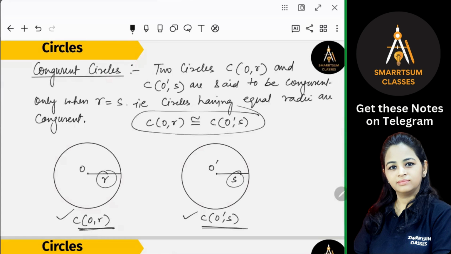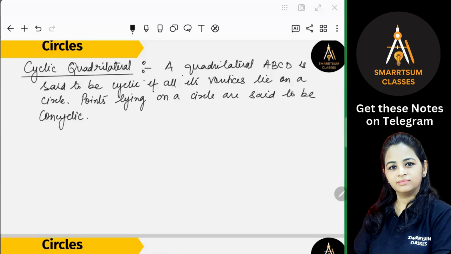So two circles are congruent if they have equal radii. Now, what is a cyclic quadrilateral? A cyclic quadrilateral is a quadrilateral. Suppose we have a quadrilateral ABCD. It is said to be cyclic if all its vertices, A, B, C, D, which are the vertices of the quadrilateral, lie on a circle. When all the vertices lie on the circle, we call that quadrilateral a cyclic quadrilateral. And these points A, B, C, D, which lie on the same circle, are called concyclic points, right?